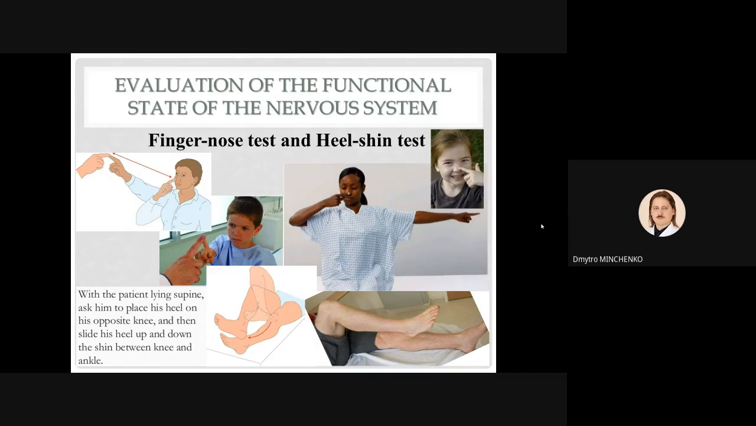Eyes are closed, facing forward, arms are in a T shape to the sides on the horizontal, and one arm at a time, moving the finger directly to the nose. The movement has to be fluid, fast, but not too fast. And with the patient lying supine, ask him to place his heel on the opposite knee and then slide his heel up and down the shin between knee and the ankle, and this would be the heel-shin test.